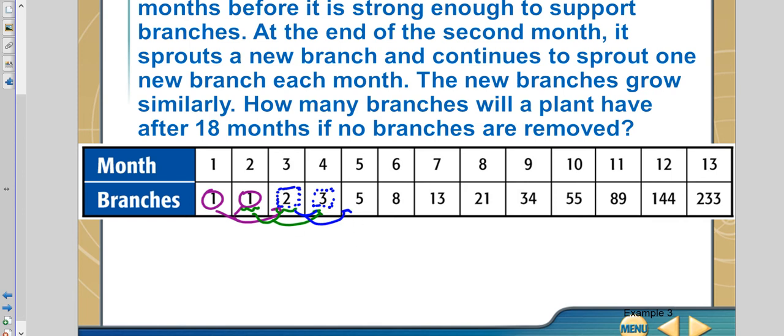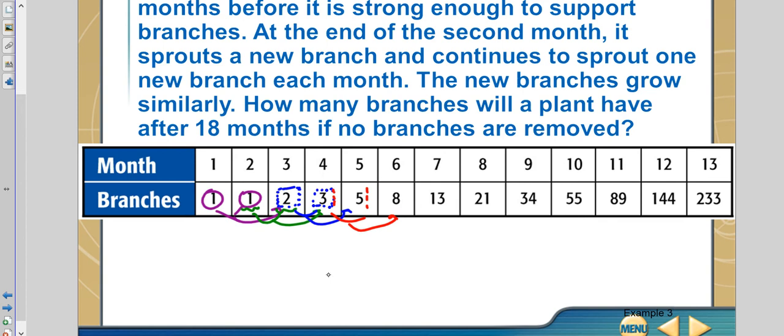So if we need to do one more, we would take the 5 here and the 3, and we would combine those. And when we combine them, we get 3 plus 5 is 8. And so you see that's how we keep combining all the way through. Now they got to 13. So how many branches would there be if we continued on in this cycle?